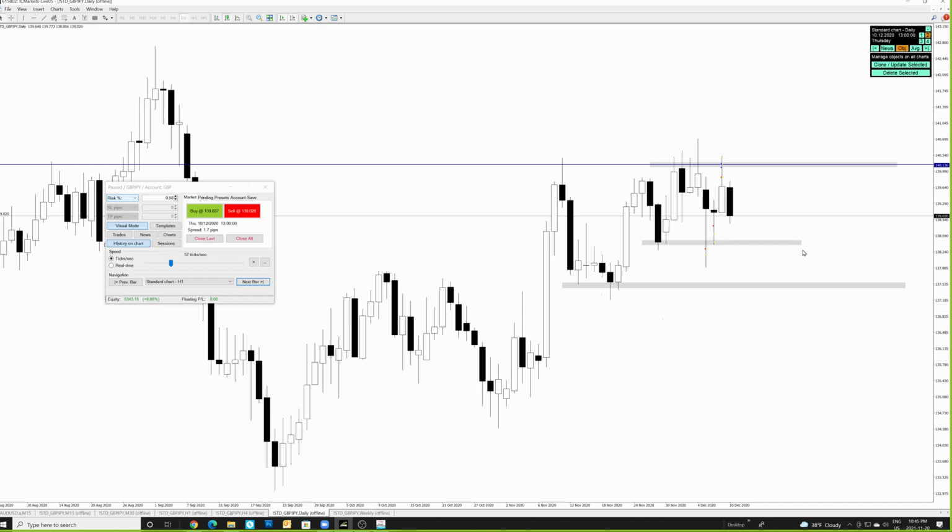Now, what we've got to identify is what the bias is looking at the daily time frame. Sometimes people are going to say, oh yeah, bias is bullish, we've got a trend line, blah, blah, blah. That's all fine and dandy, right? But we're looking at the current daily candles and how they're forming, right?